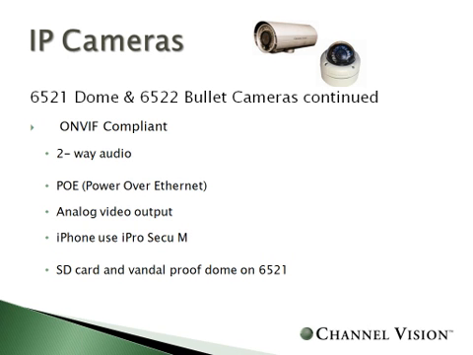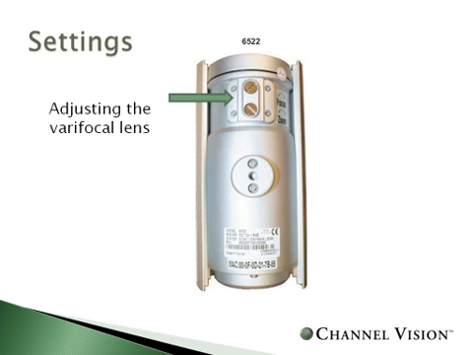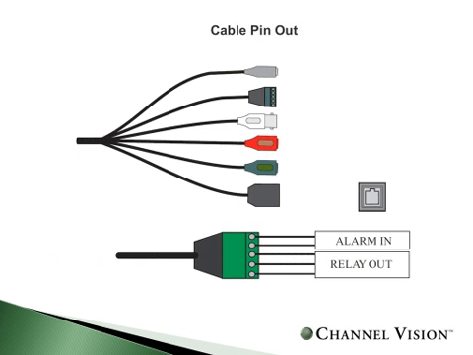So, taking a closer look at the settings of the camera, how easy it is to adjust that varifocal lens. Simply take a screwdriver, adjust your varifocal lens to the focal length desired, check your focus, and you're good to go. One of the added features with the ChannelVision IP series is a full gamut of cable pinouts here.